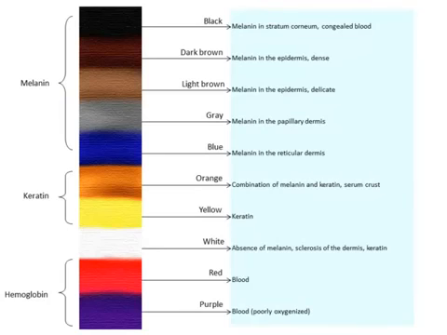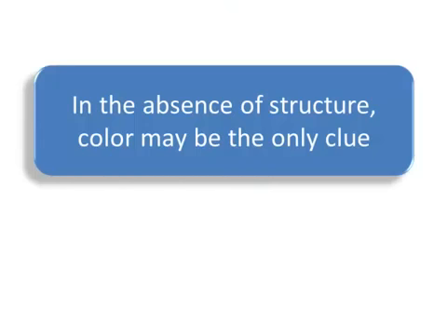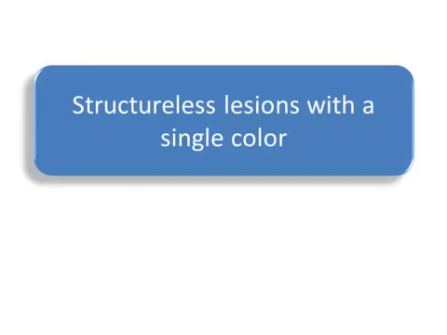We have different colors in dermoscopy. You know that melanin may be black, brown, gray, or blue, depending on where it's located. Keratin is usually yellow, but it may be orange in combination with melanin. White means absence of any pigment, and hemoglobin may be red, purple, or even black. So in the absence of structure, color may be the only clue. Structureless lesions with a single color.